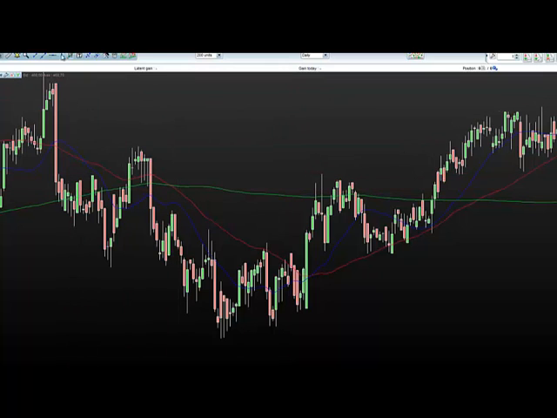Here we have an inverse head and shoulders. Here's our shoulder. Here's our head. Here's our other shoulder. So what you do is you don't really see the other shoulder before it's too late. So you just see this shoulder, head, start of a shoulder. Then you draw the neckline. And as you see, we never close above this yellow line.